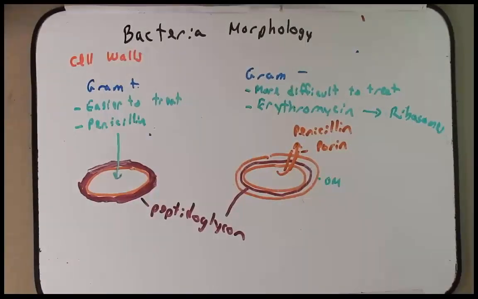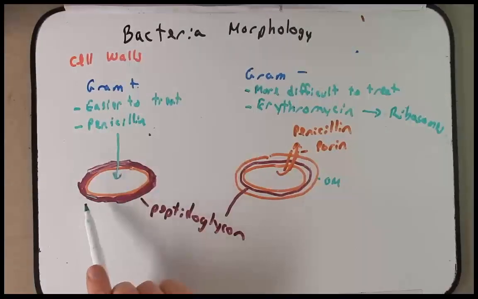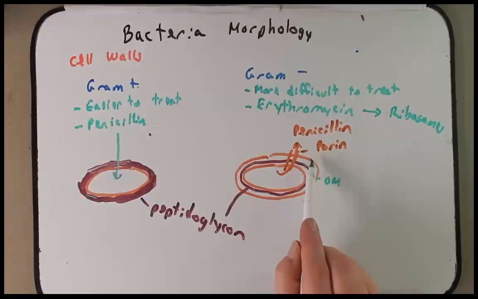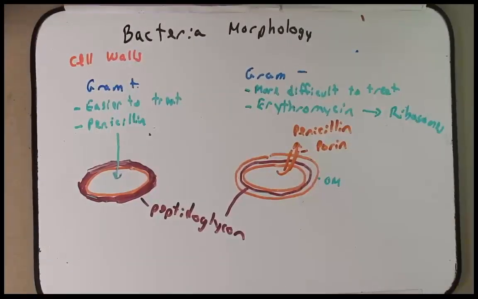Okay, so to review, the cell walls of gram-positive bacteria contain a very thick peptidoglycan. Gram-negative contain a very thin peptidoglycan, but an extra membrane that helps protect the gram-negative bacterium against many of our common antibiotics.